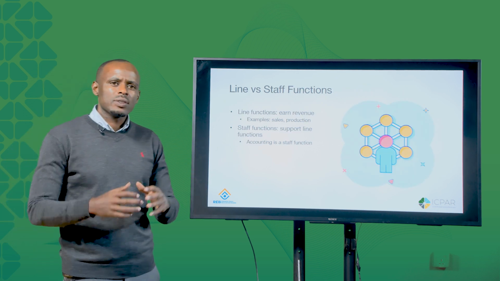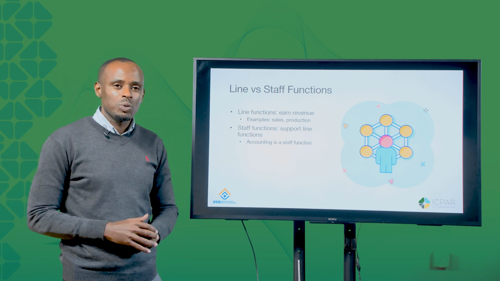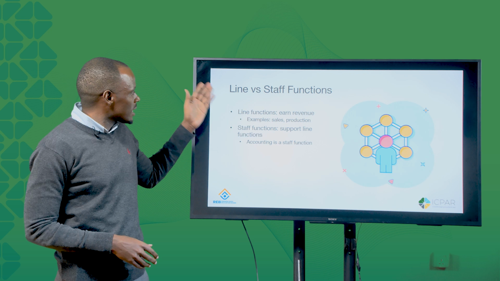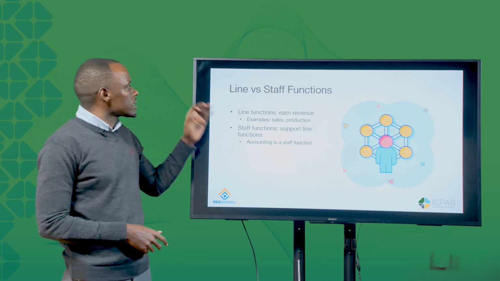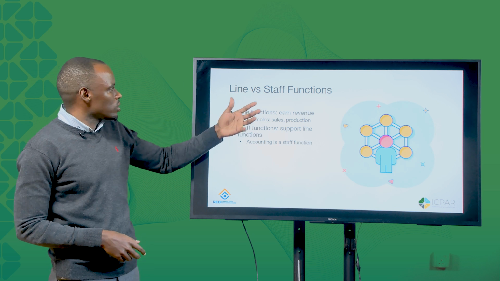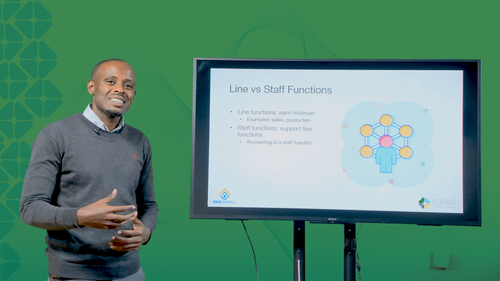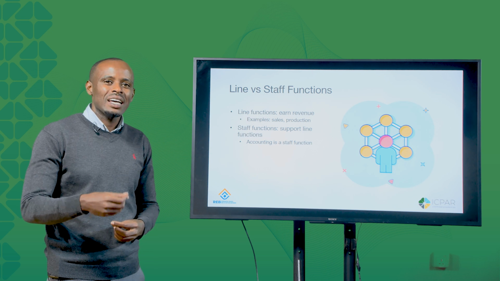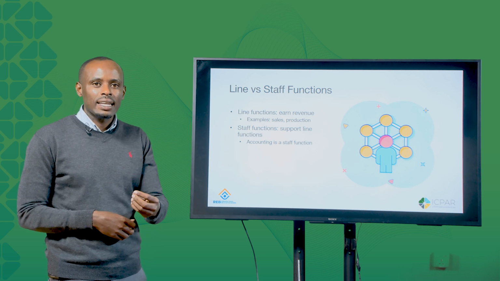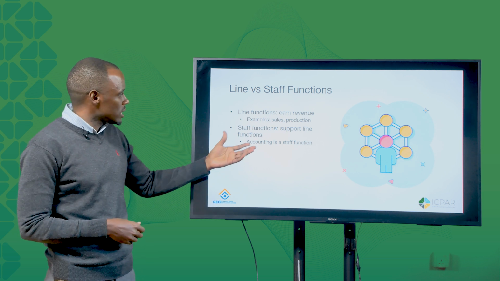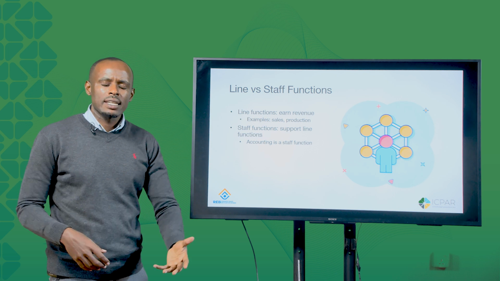Now let's talk about staff. In a typical company or organization, you will find two main categories of staff. Number one, line staff. Number two, support staff. They are usually called staff functions. Line functions are the core people involved in services or activities that actually earn revenue for the company, for instance, sales and production. Think about a company like Inyange Industries.